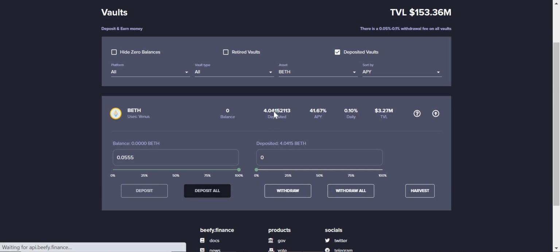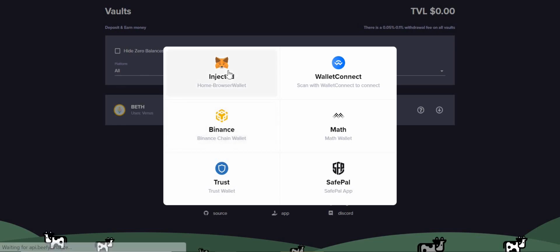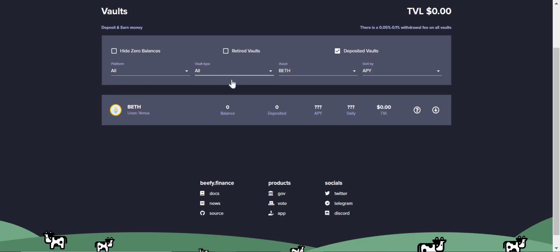Once that all takes place, let me just refresh it. Oh, there we go, it's refreshed. Oh dear, one second. There we go, it's refreshed, as you can see. Balance is 0. Now I have that deposited, and now I'm making 41.67% APY as opposed to the 8.9% we saw on Binance.